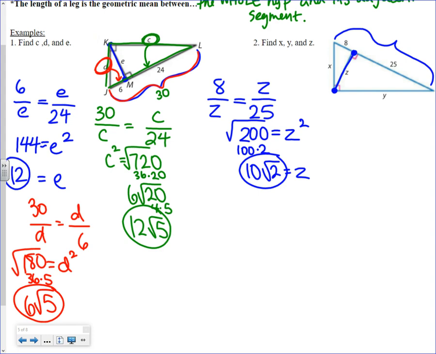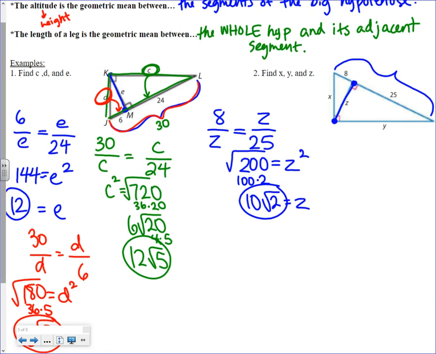Does that make sense? We started with the altitude, didn't we? And then we went to the legs. I would always suggest, if you can, to start with the altitude. All right, let's try another one over here. Can you tell me what one of the legs are in this big triangle? X is one of those legs.